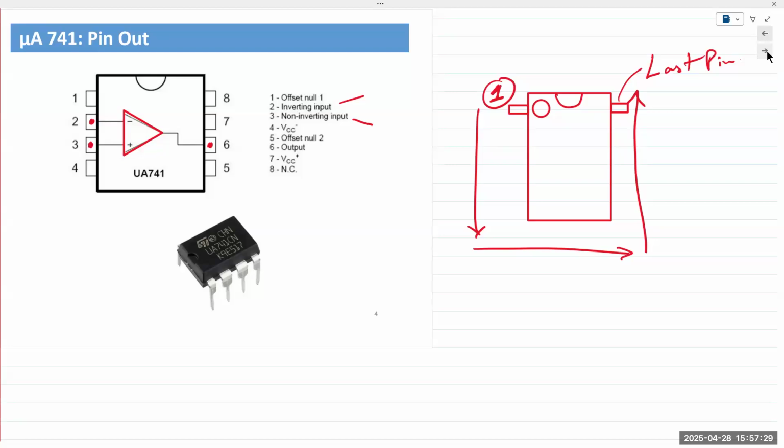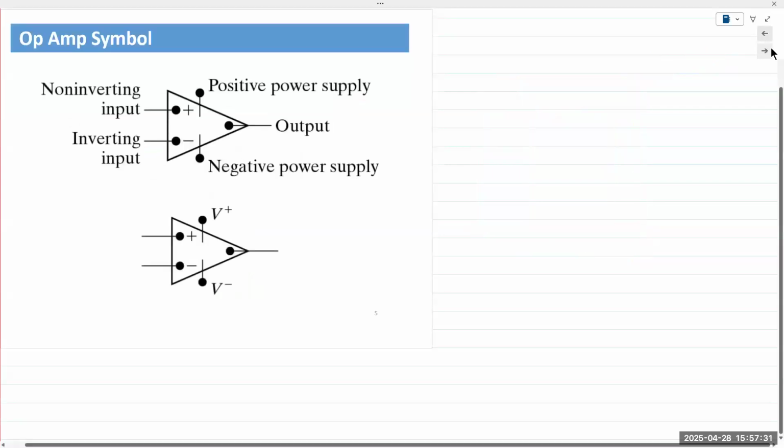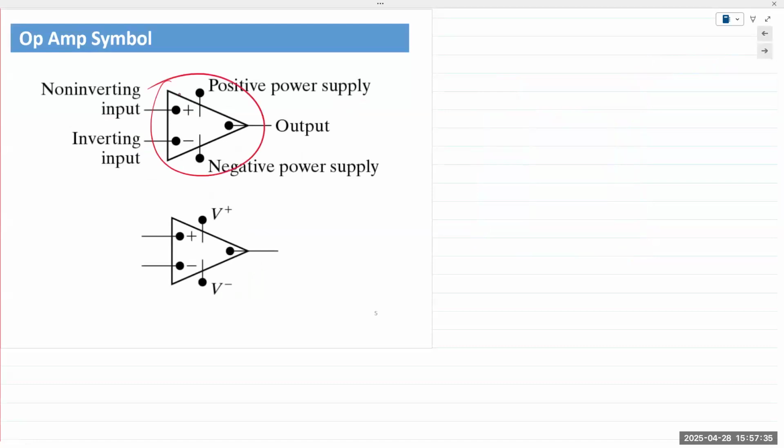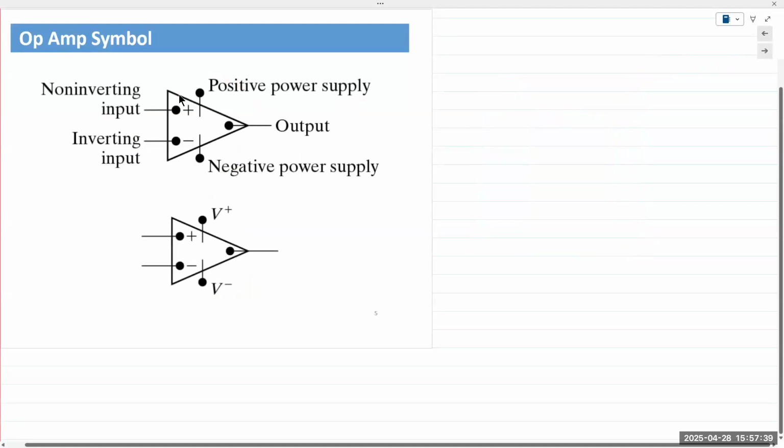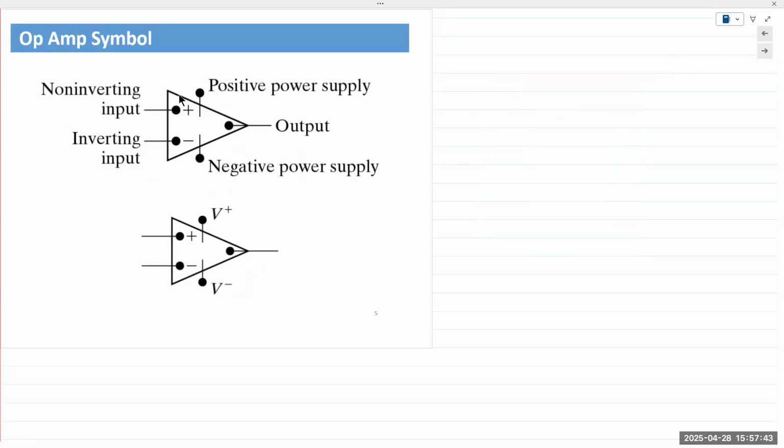Now, an op amp will always have 3. The symbol for an op amp is a triangle. It's a triangle like this. The triangle is also used for many other devices. Triangle is used for a diode. A diode has a straight line at the arrowhead. It's also used for a buffer. So a triangle is also used for a buffer. It's a buffer amplifier.